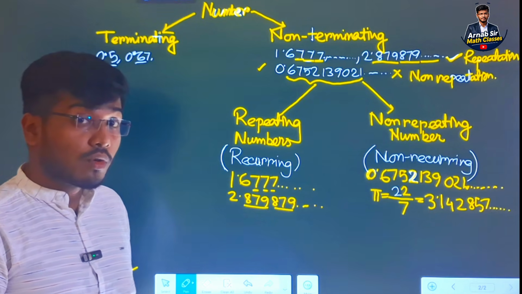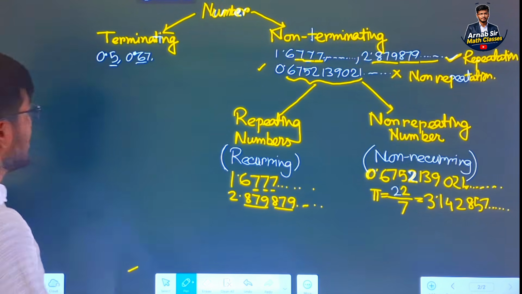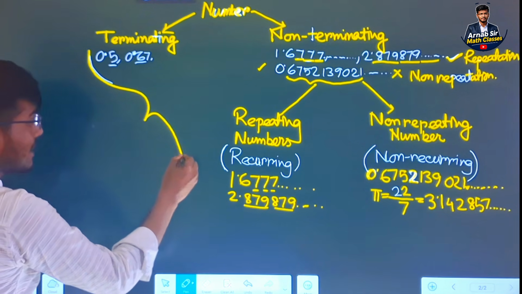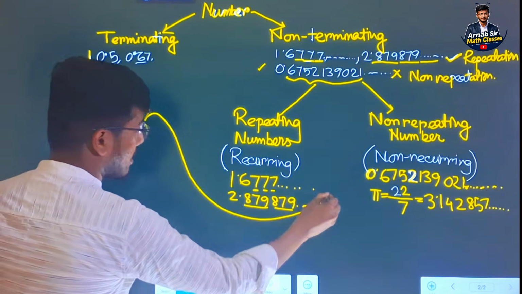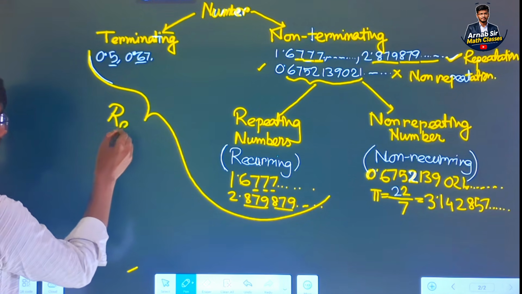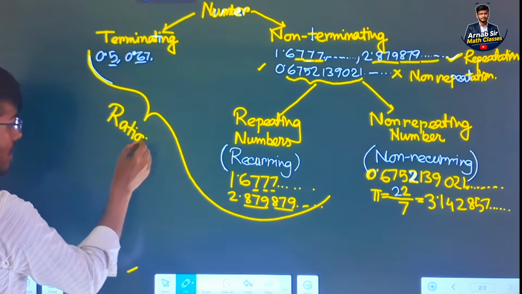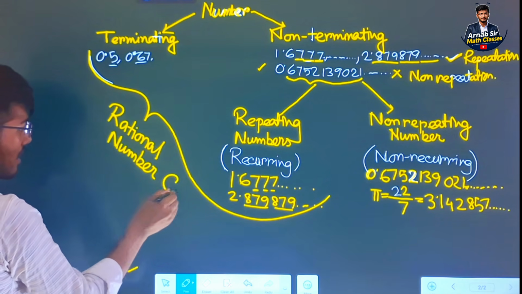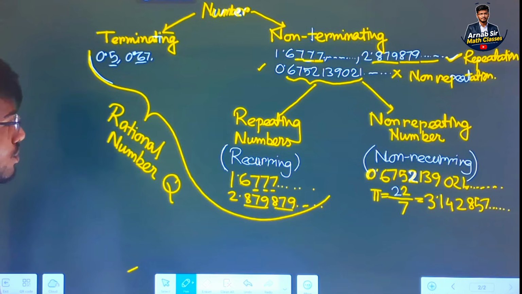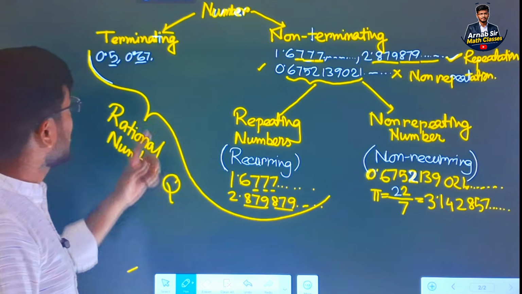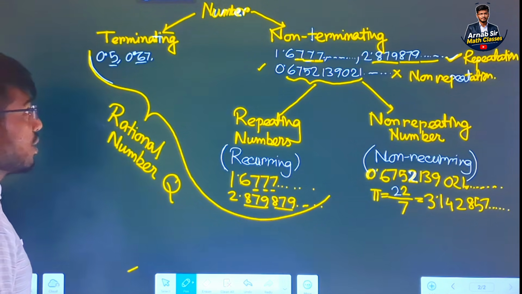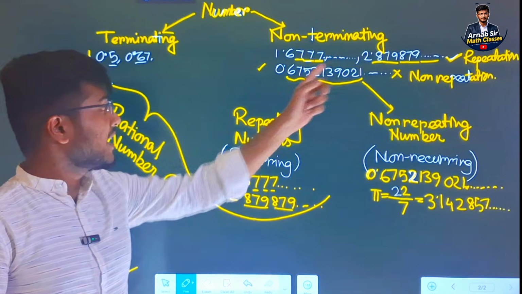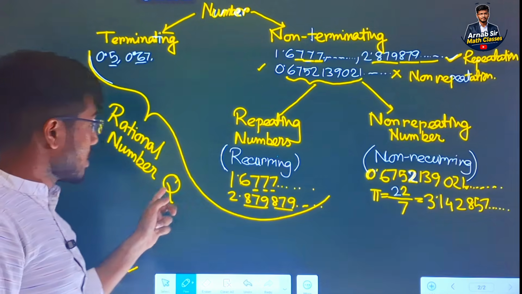So now we have to conclude one general concept, that the terminating number along with non-terminating repeating number, it is called the rational number. It is called what? Rational number. We can represent the rational number by Q. So if anyone asks you what is the definition of the rational number, a number which is either terminating or non-terminating repeating, that means recurring, it is called the rational number.